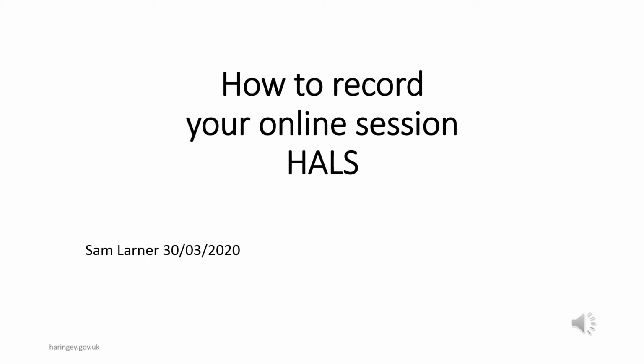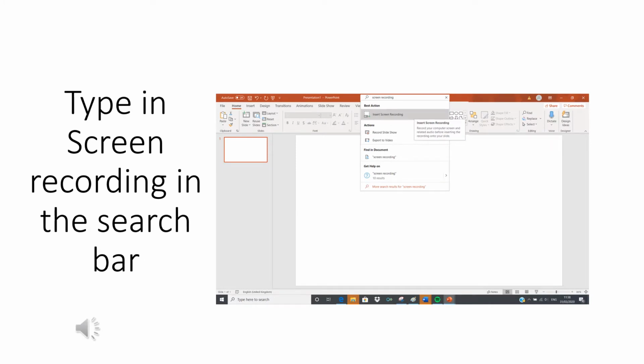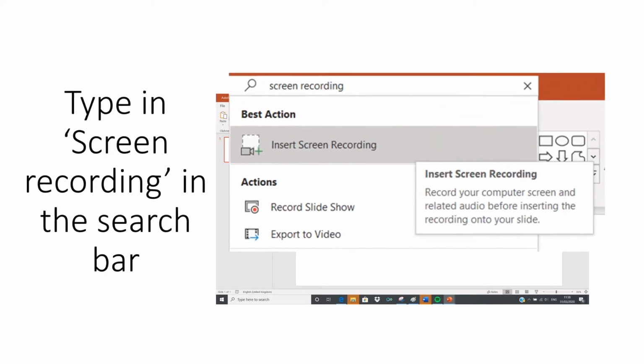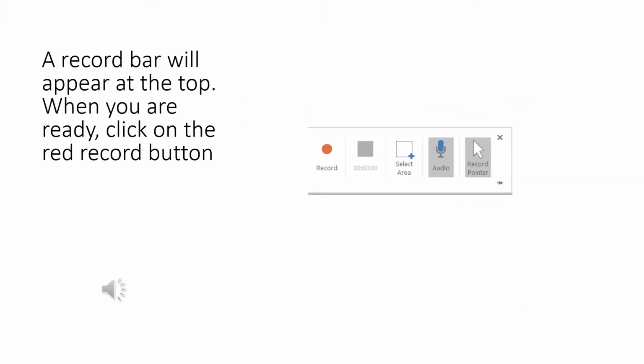In this video, I'm going to show you how to record your online session via PowerPoint for a HALS class. Open PowerPoint and start a new presentation, then type in screen recording in the search bar. A record bar will appear at the top. When you are ready, click the red record button.